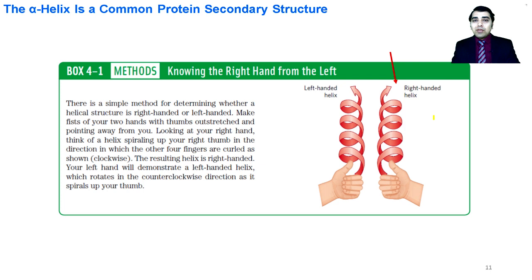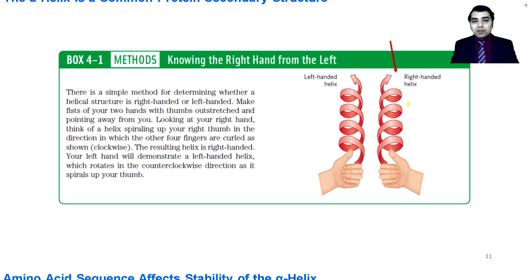There are two types of alpha helices. One is the right-handed alpha helix and the other is the left-handed alpha helix. For example, if we stretch the thumb of our right hand and the fingers of our hand curl in the turns of the helix, then it is called a right-handed helix. Otherwise the helix will be left-handed. Right-handed helices are found predominantly in nature.